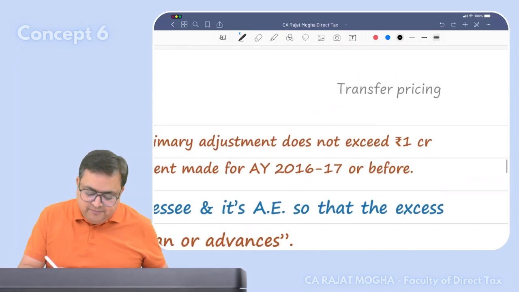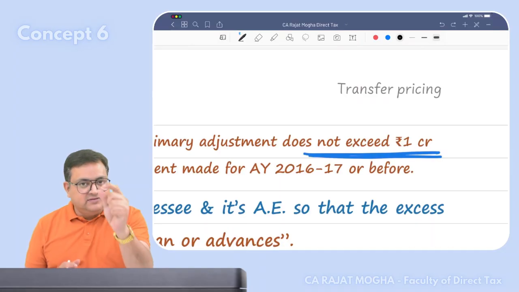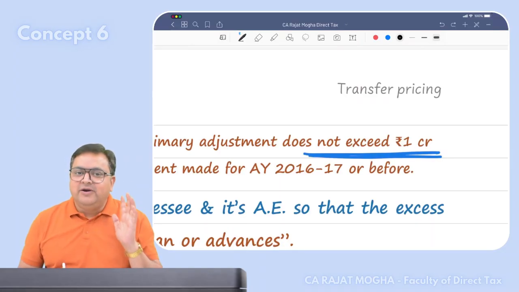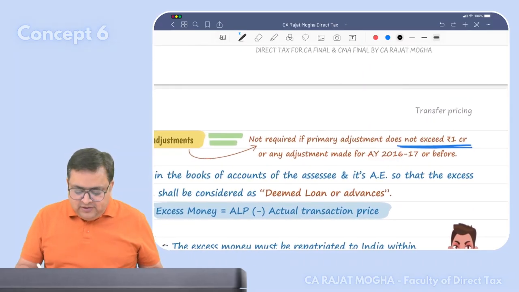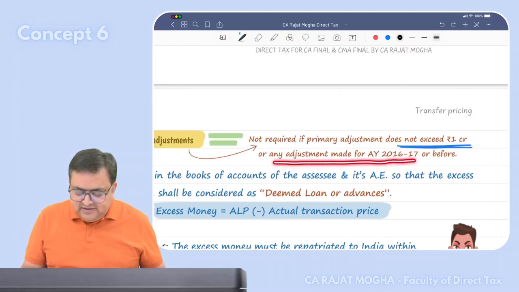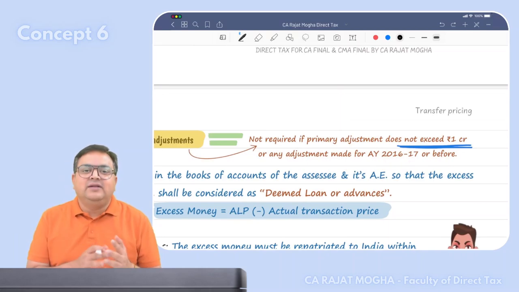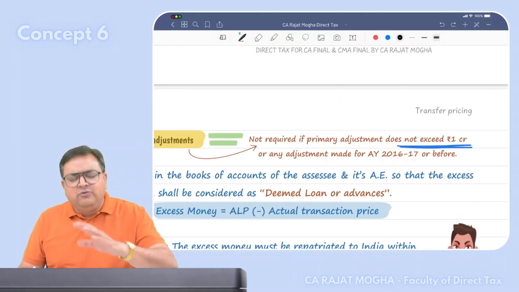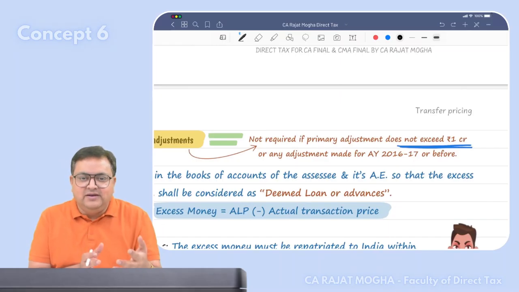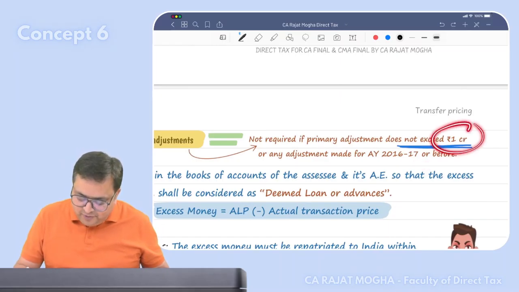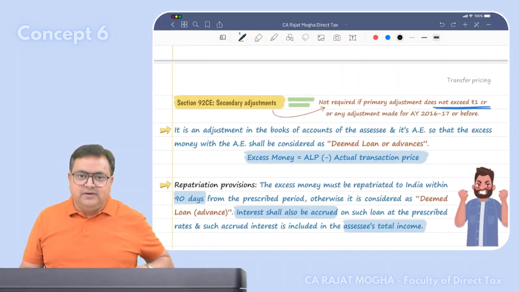Very, very important, guys. You have to learn this. If the primary adjustment, the excess money, does not exceed rupees 1 crore, no requirement of the secondary adjustment. Also, this point is not that important because it is quite an old point now, or any adjustment made for assessment year 16-17 or before. So any adjustment which is made before 16-17, why? Because before that the law was not there, right? So this is not important now. It was important at the time when it was introduced, but now it's not important. It's been some 9 or 10 years. But this is important, that it should be more than 1 crore, then only you will pass the secondary adjustment.